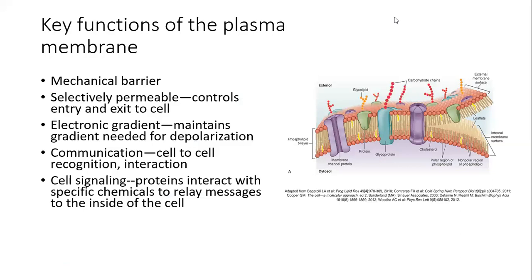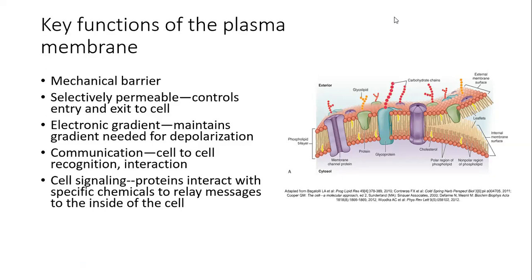It has an electronic gradient, which is needed for depolarization, and that's important particularly with nerve and muscle cells. It plays a role in communication, cell to cell recognition, and interaction, and that's really important at all kinds of levels, but particularly in the immune response and the inflammatory response.